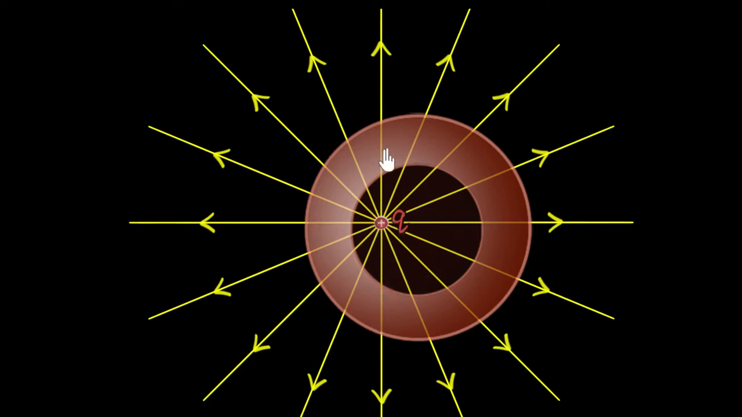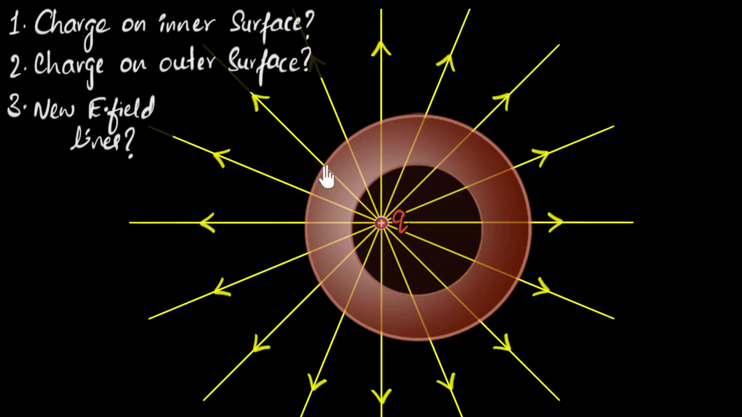So the question is, once all the electrons have stopped moving, once we have reached electrostatic condition, we have to answer 3 questions. What will be the total charge on the inner surface and how would the distribution be? What would be the charge on the outer surface and how would the distribution be? And what would the new electric field lines look like, roughly, a sketch of that? So these are the 3 questions we're going to try and answer.